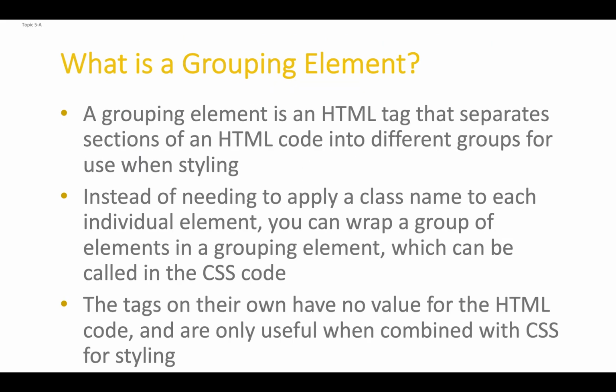So grouping elements are used to set the HTML code into different groups for styling. Instead of needing to apply a class name to each individual element, you can wrap a group of elements in a grouping element, which can be called in the CSS code. The tags on their own have no value for the HTML code and are only useful when combined with CSS for styling.